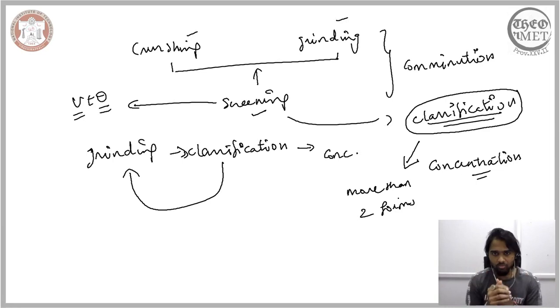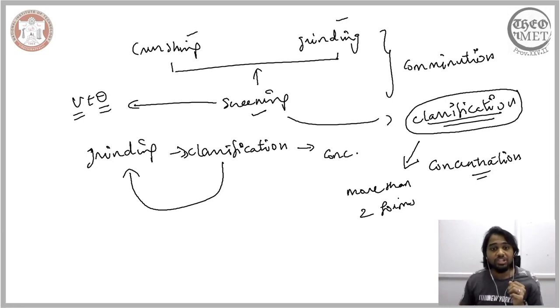So these are two initial differences between screening and classification. One is the size that is handled by the classification process, and secondly, the output that you get. Screening gives you undersized and oversized particles. Classification, many more categories of particles can be achieved.